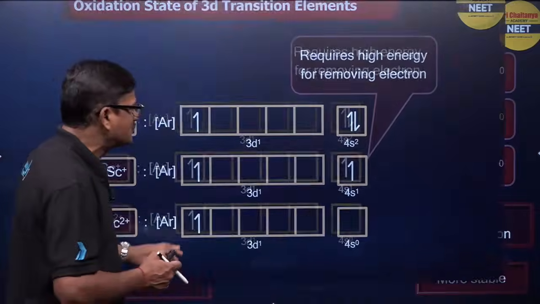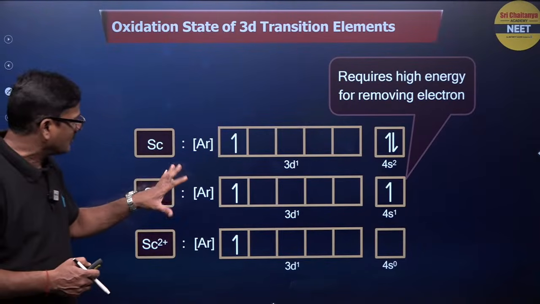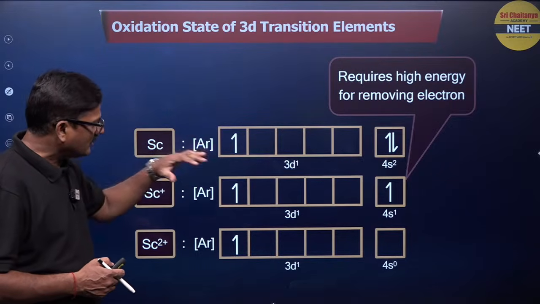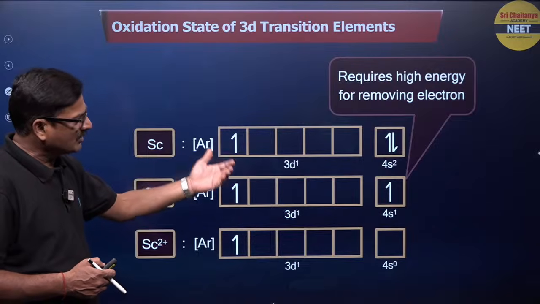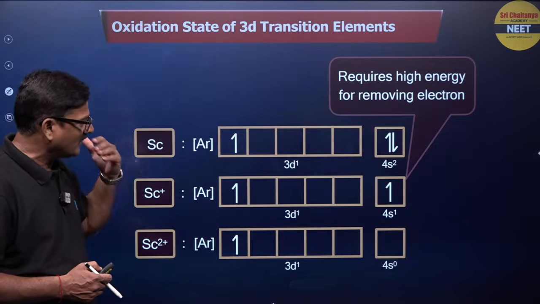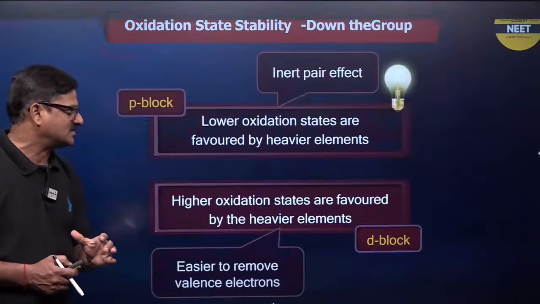That's fine. So moving ahead, whenever there is an electron, scandium 4s2 3d1, if it wants to remove an electron, it requires a lot of energy to destabilize this. So scandium shows only the +3 oxidation state.